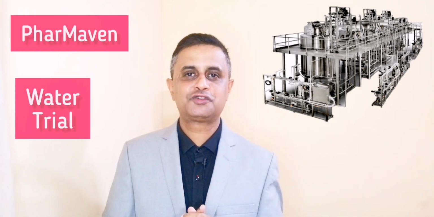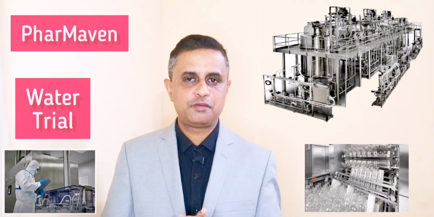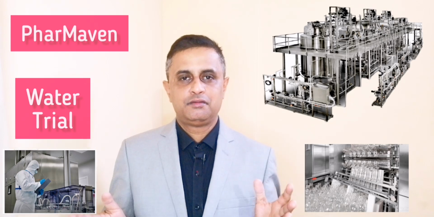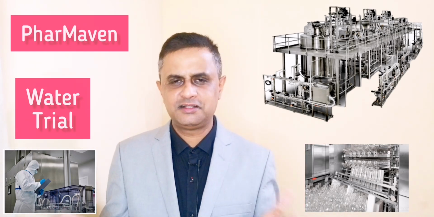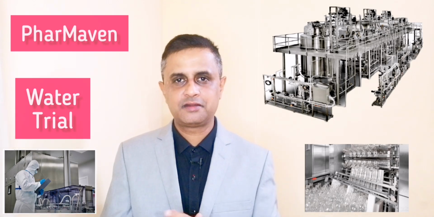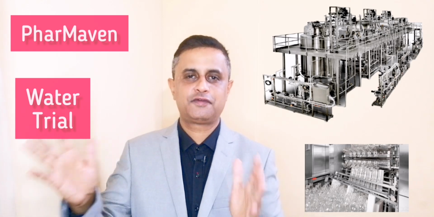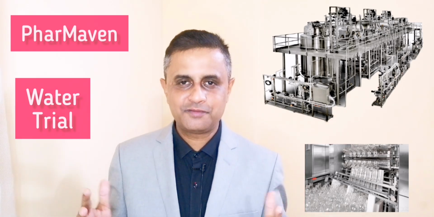Once you have robust SIP validation, then you plan for your water trial, at least one water trial. The mistake the majority of people make is that they go directly for the media fill before taking a water trial of the entire system. You have to take a water trial, a placebo trial, to show that your manufacturing, your filtration, and your filling are working properly throughout the system. Once it is ensured, then only you go for the next step.